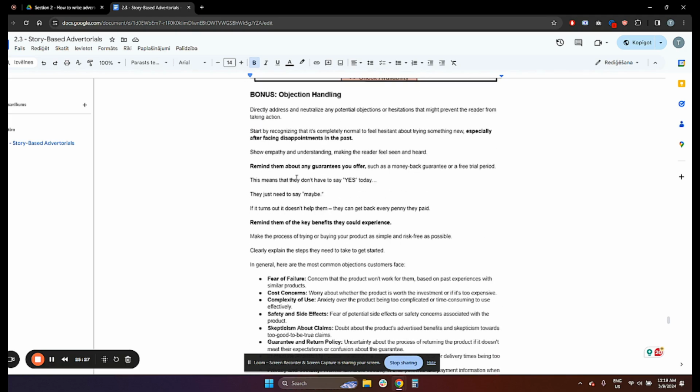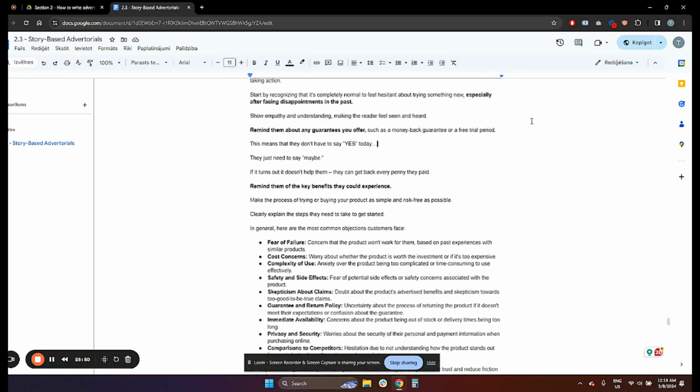You can double down on the guarantee offer. Remind them about the guarantee, such as the money back guarantee or free trial period. This means they don't have to say yes today. They just need to say maybe. If it doesn't work for them, they can receive their money back within 30, 60, 90 days. And remind them of the life that the future holds if they try this solution.